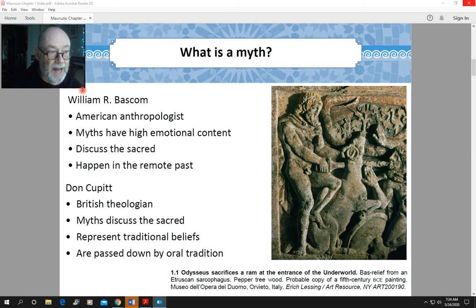Tradition is not named. If you've ever seen sheet music that says trad., traditional, these are folk songs where we don't know who wrote the work. By the time we got it, it doesn't have a named author we can actually point to. So traditional beliefs are beliefs that are passed on from generation to generation and don't have a named author, and are passed down by oral tradition.